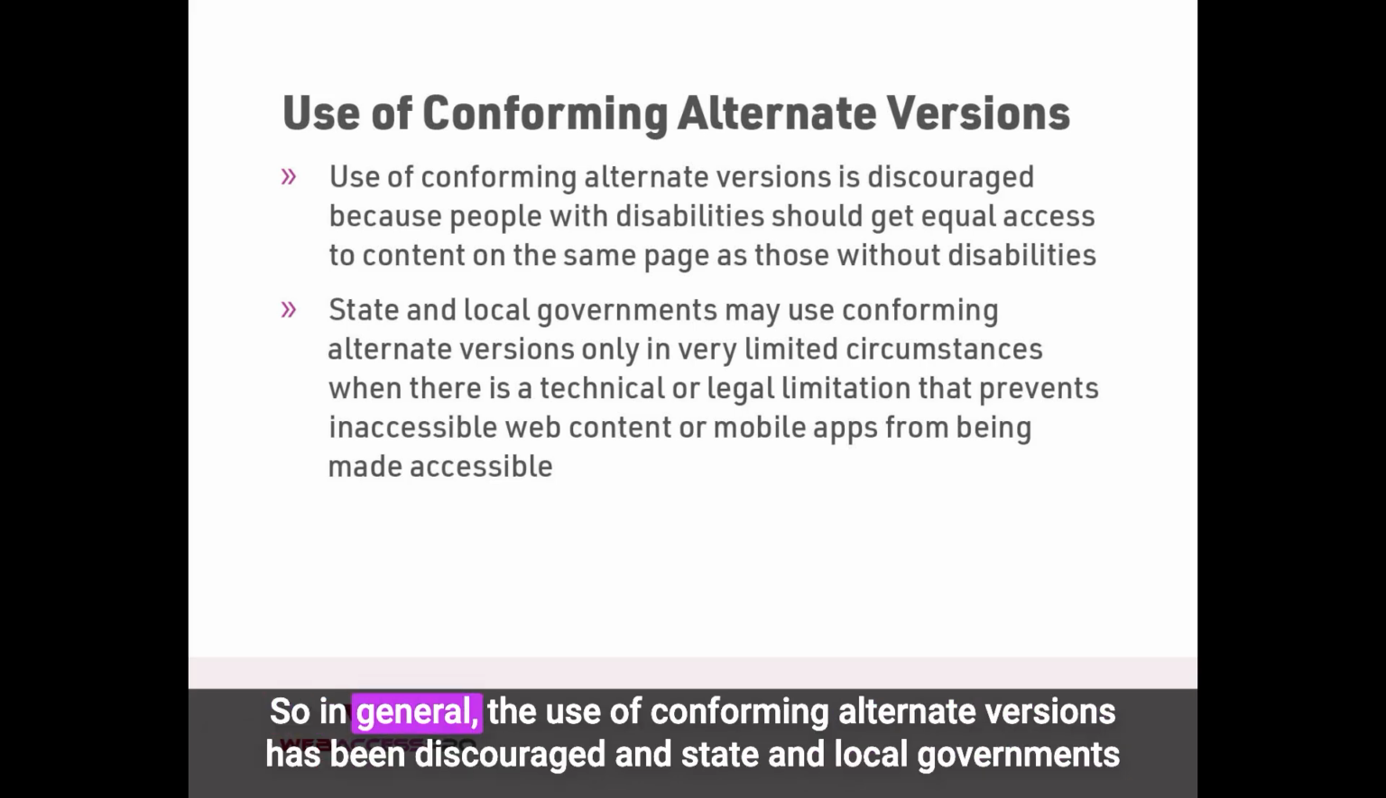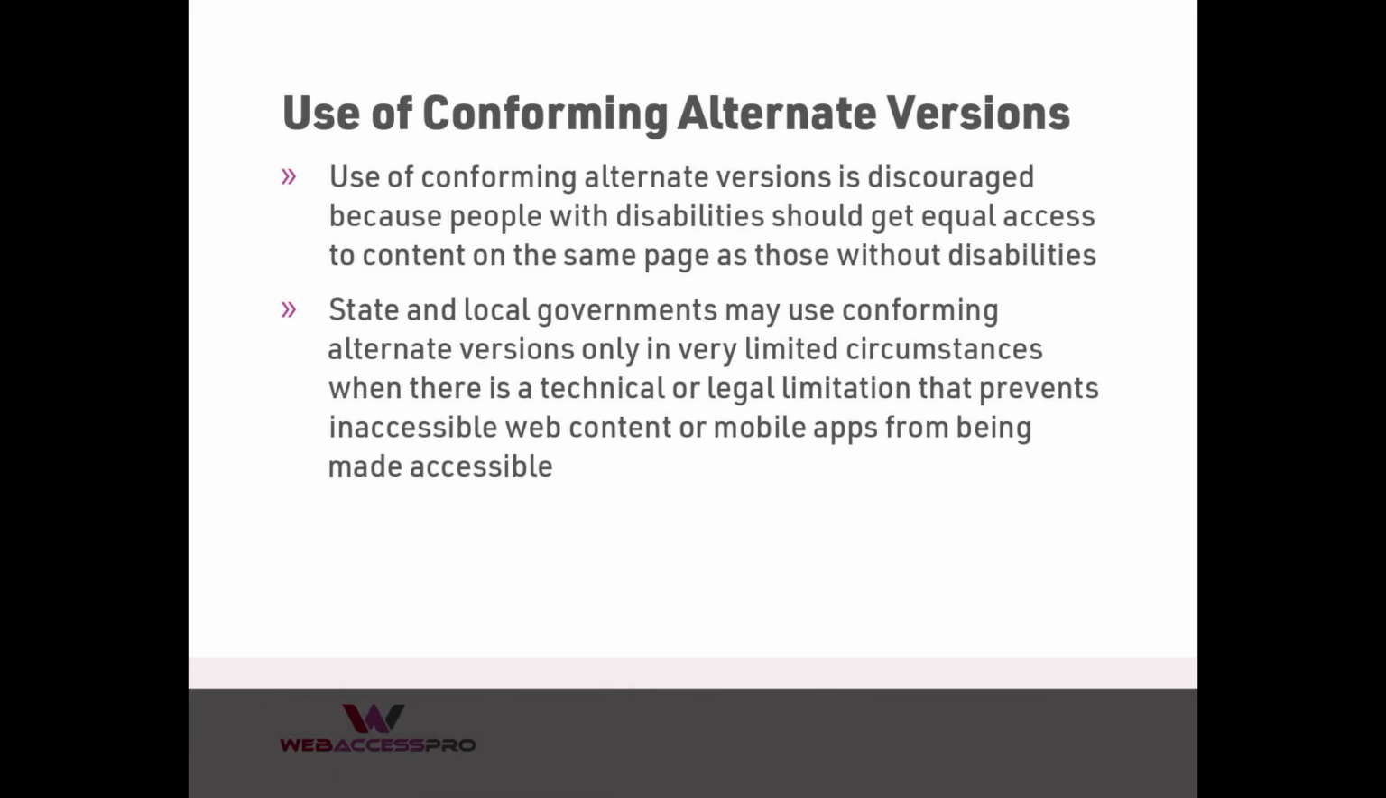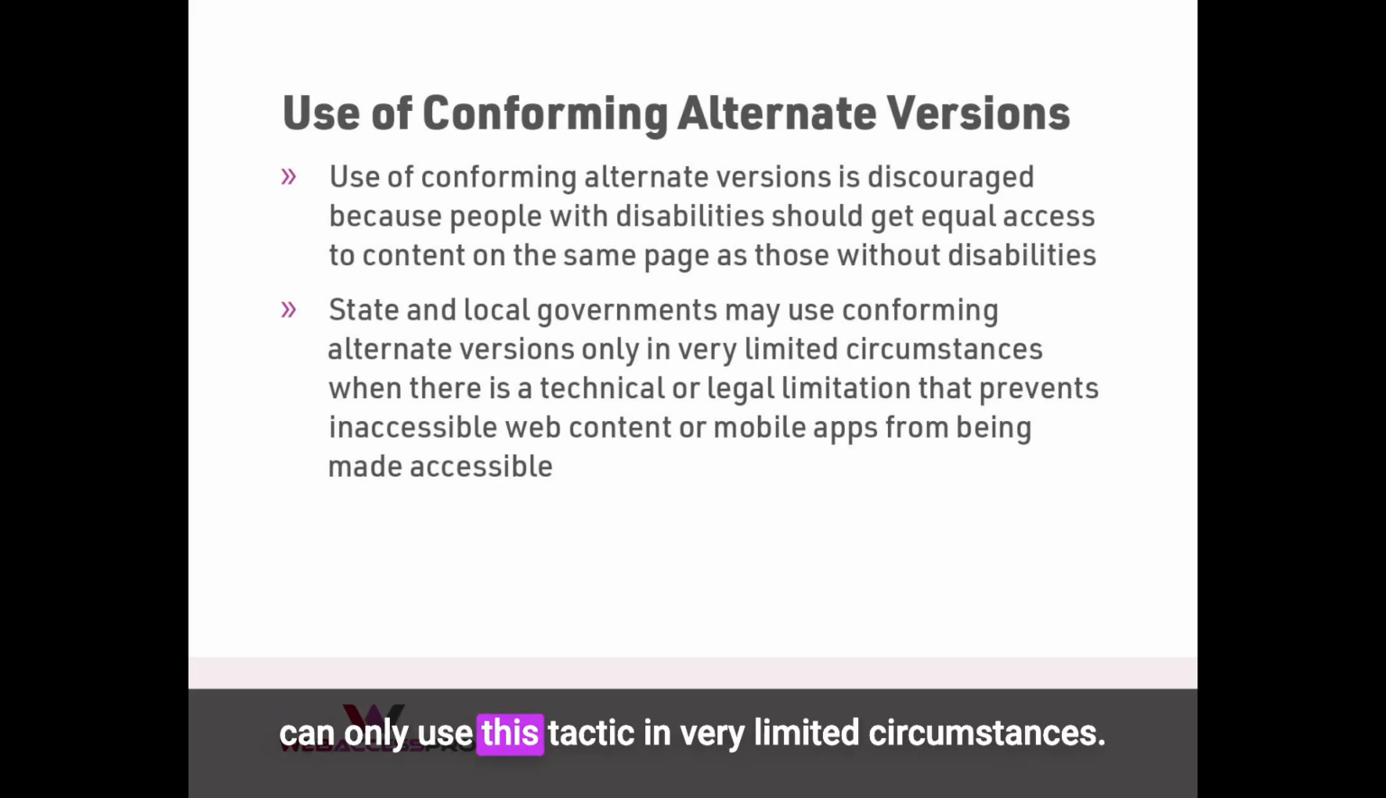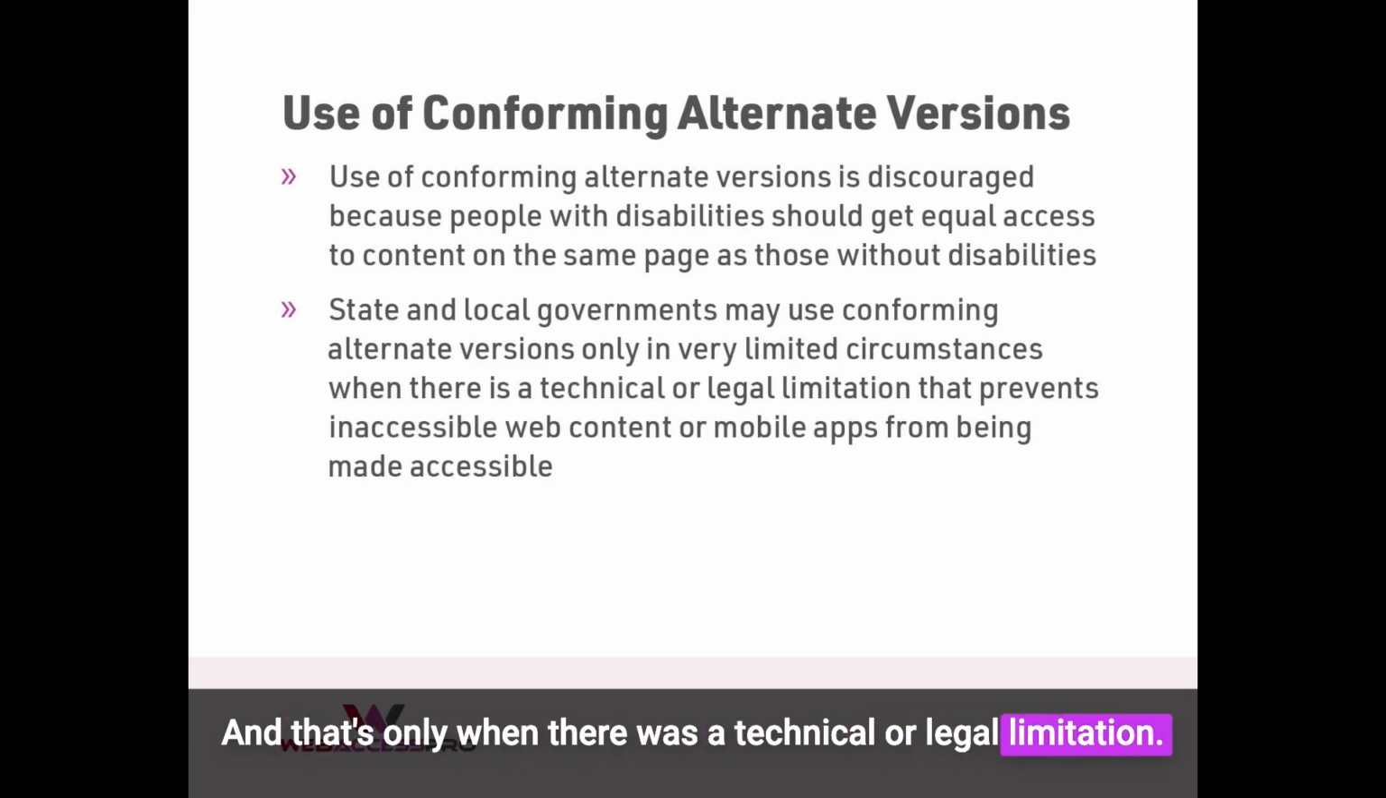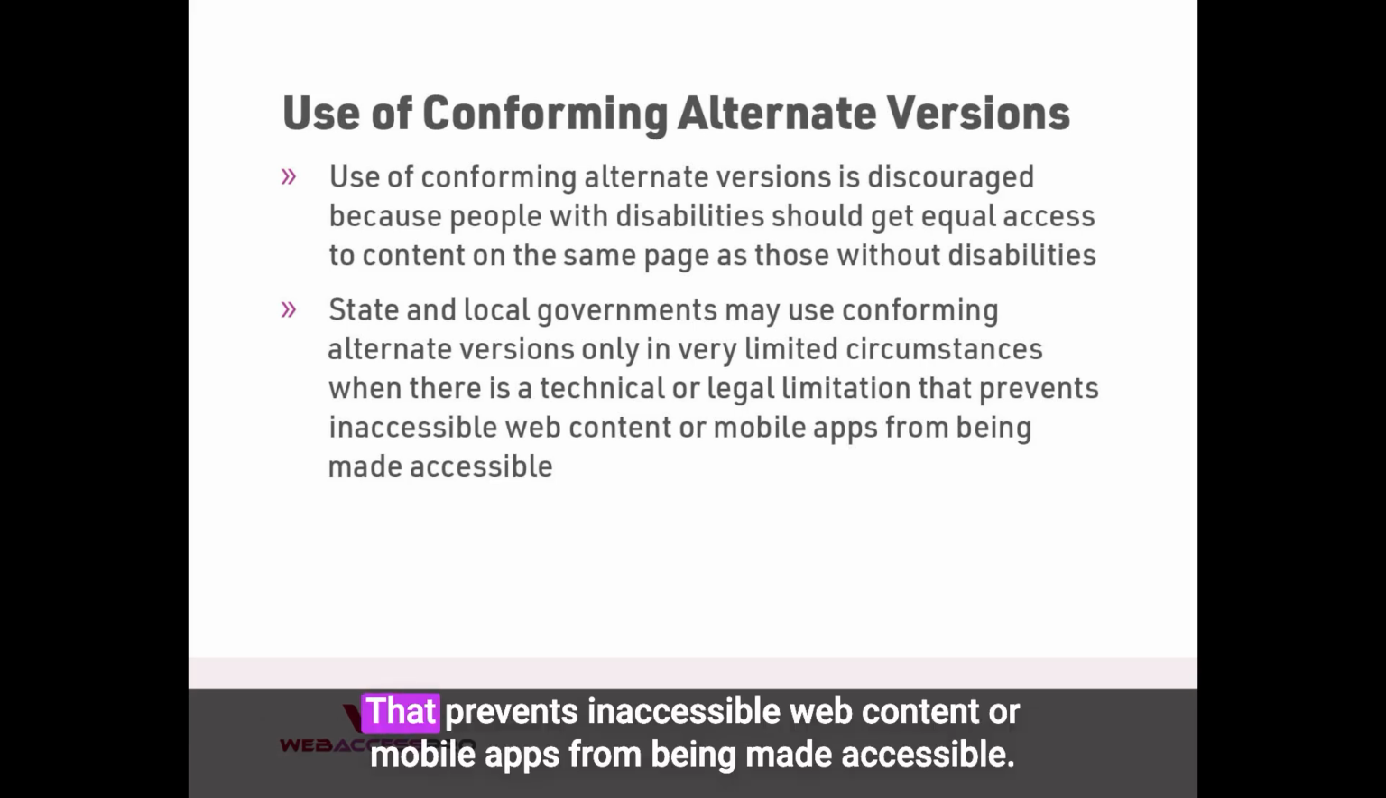So in general, the use of conforming alternate versions has been discouraged, and state and local governments can only use this tactic in very limited circumstances, and that's only when there is a technical or legal limitation that prevents inaccessible web content or mobile apps from being made accessible.